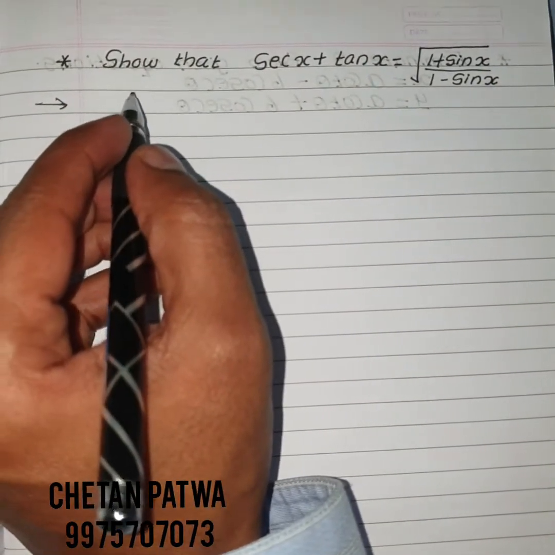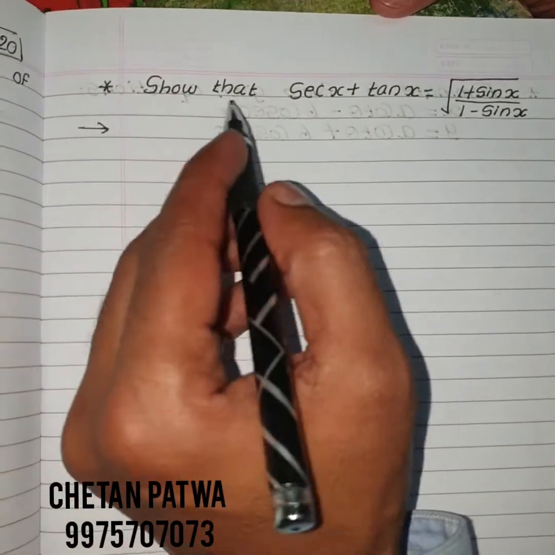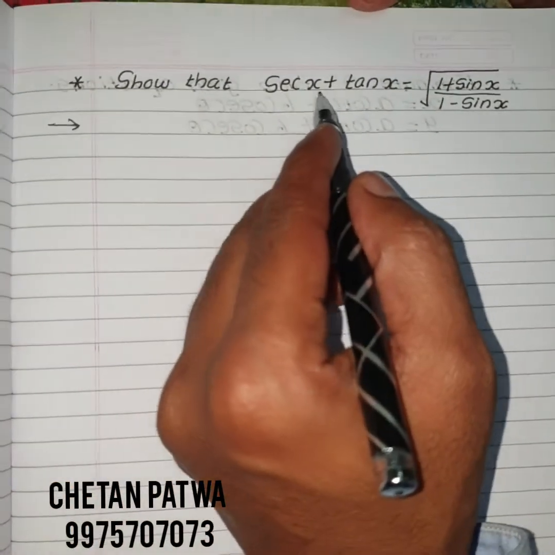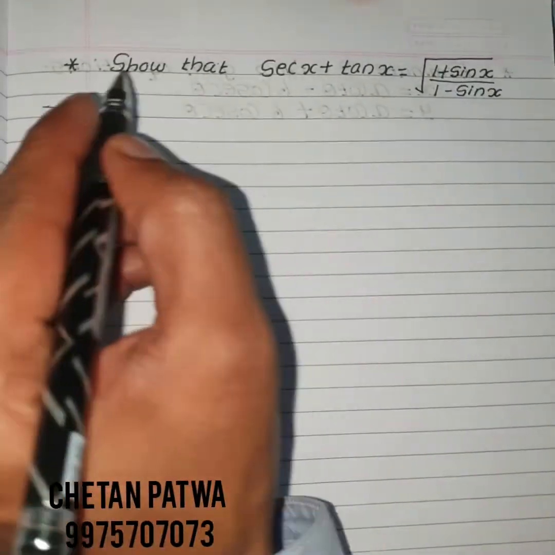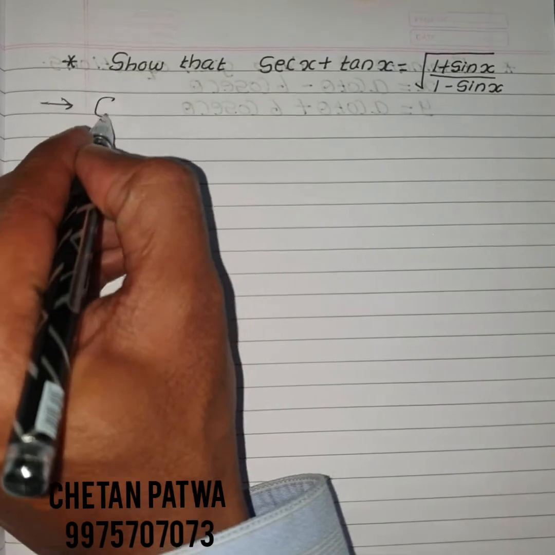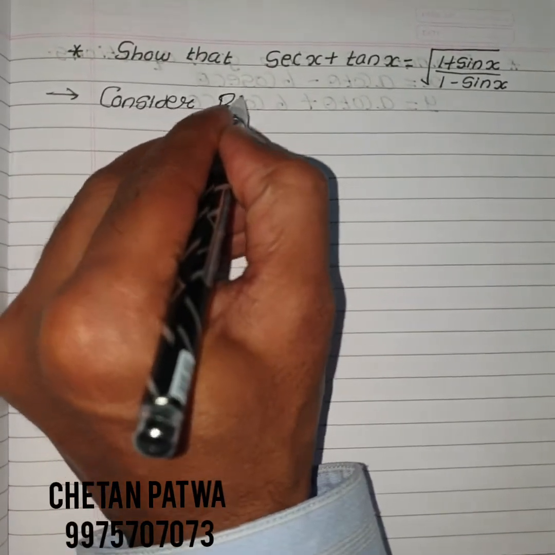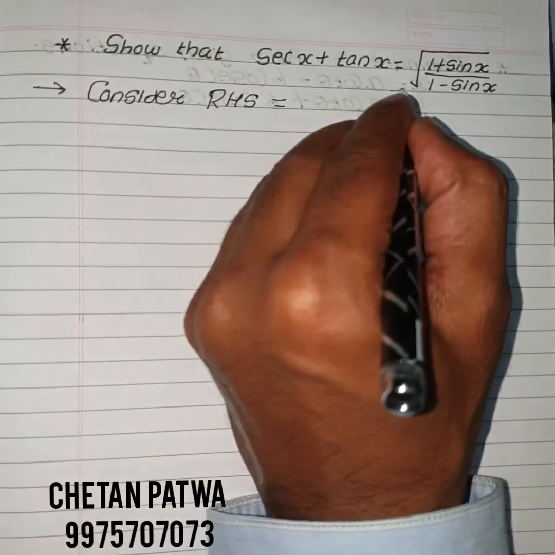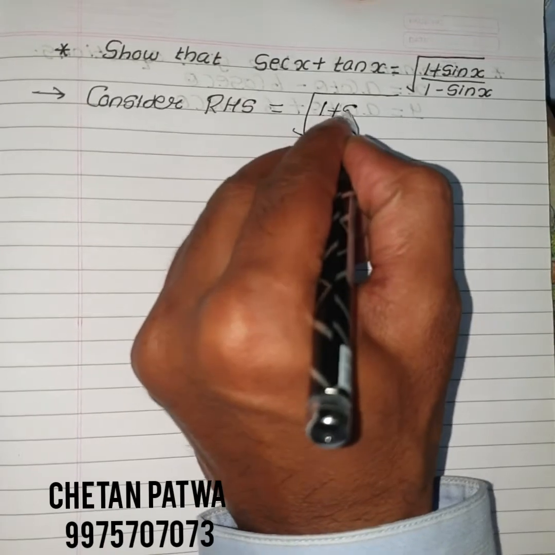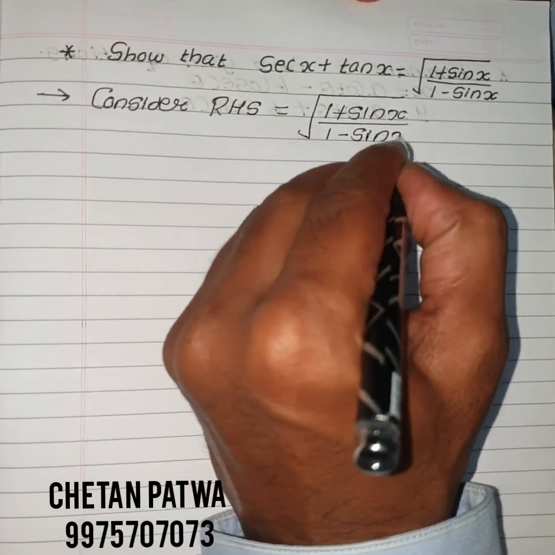Now we will see the difficult part of this chapter, that is the sum of prove that or show that. Now in this case we have to show that sec x plus tan x is equal to under root of (1 plus sin x) upon (1 minus sin x). So let's consider the right hand side. What is the right hand side? That is equal to root of (1 plus sin x) upon (1 minus sin x).